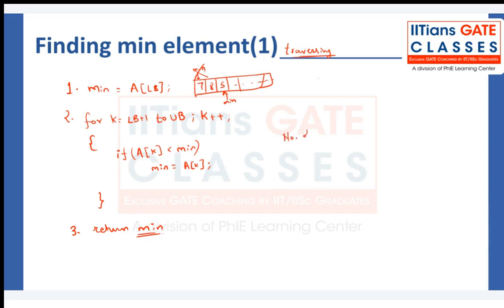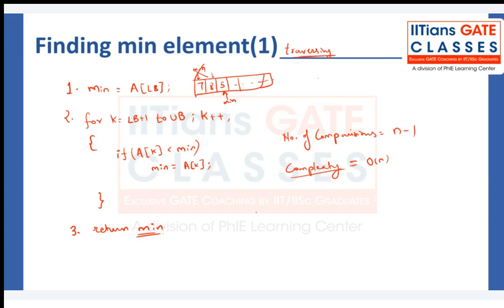So what would be the number of comparisons in this case? Because I'm comparing with each element from the second position to the last, the number of comparisons will come out to be n minus 1. And complexity, come on, tell me the complexity. Okay, O of n. O of n is not wrong, O of n is correct.